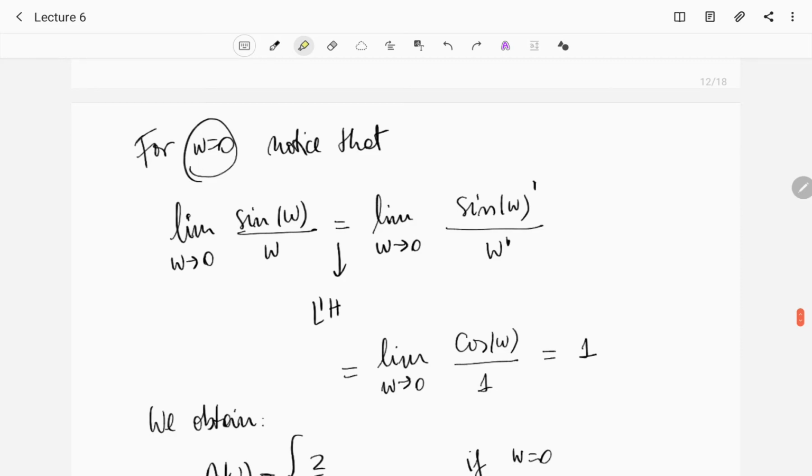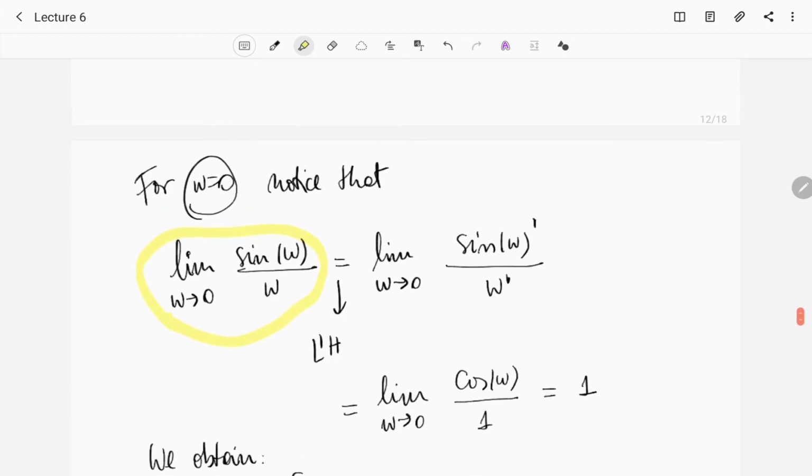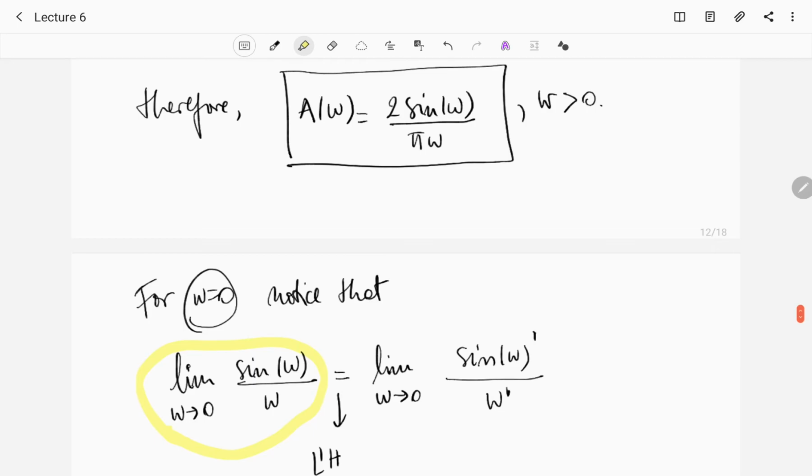And now, what's going on for 0? Let's take a look at this limit, which is a piece of this expression, because this 2 is okay and this pi is okay, but this guy is not okay. Let's say when we want to evaluate this guy in omega equal to 0, we are not allowed. So we wonder what's going on.